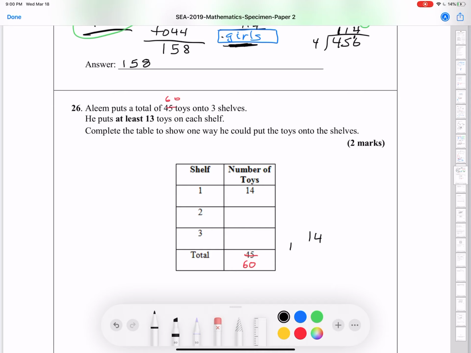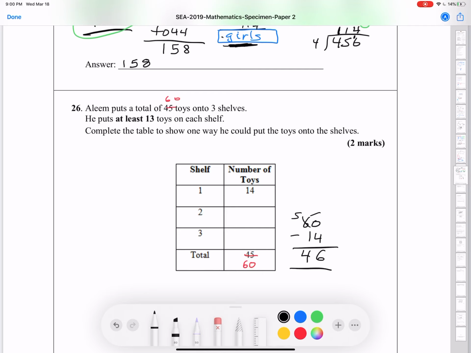What's the difference between 14 and 60? 60 take away 14. 10 take away 4, 6. 5 take away 1, 4. 46. So we could do it. There are many different arrangements you could get with 46.